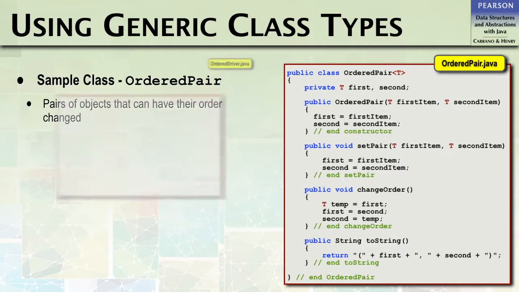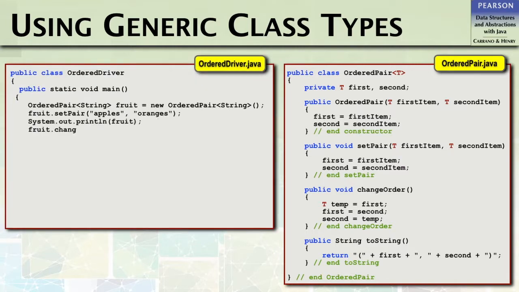Let's look at some sample code that will test our class. First, we'll create a new ordered pair object of type string. We'll set the pair to be apples and oranges. We'll print them out in the current order. Apples should be first, followed by oranges. Then we'll call our changeOrder method, and then we'll print them out in the new order, and we should see oranges and apples.